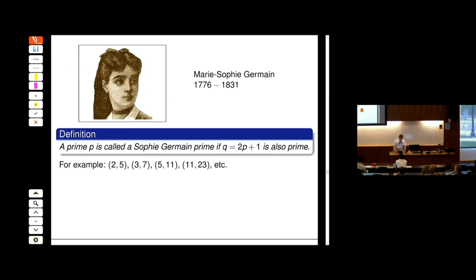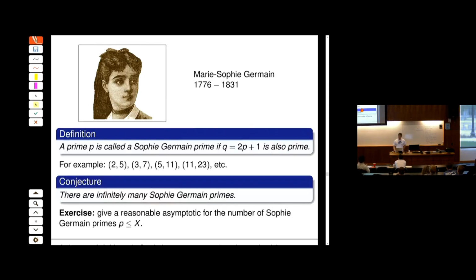Okay. And last, but not least, Sophie Germain, also related to Fermat's last theorem, was looking at primes such that p and 2p plus 1 are both prime. It seems there are infinitely many of those, such as 2 and 5, 3 and 7, 5 and 11, 11 and 23, and so on. And there is the conjecture that there are infinitely many Sophie Germain primes. Nowadays, they're also interesting computationally, from encryption. They're called safe primes. And there are supposed to be infinitely many Sophie Germain primes.